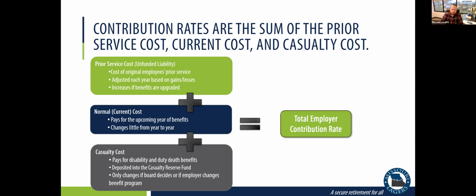So what happens is the actuary calculates all of these different contribution rates based on all of the actuarial assumptions and asset data and funded level, all those things play into it. But what we do is we add 3 different contribution rates together. So we calculate these 3 separate contribution rates, we add them together, and that ends up being your total employer contribution rate.